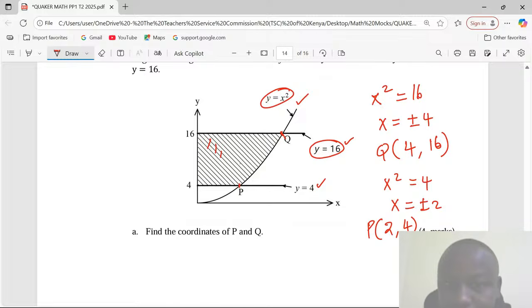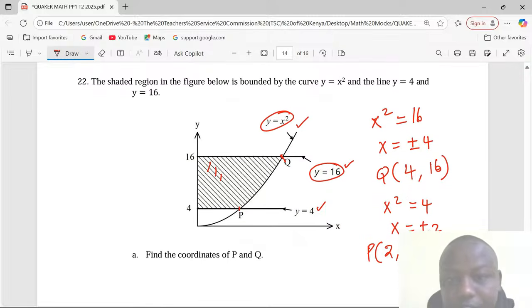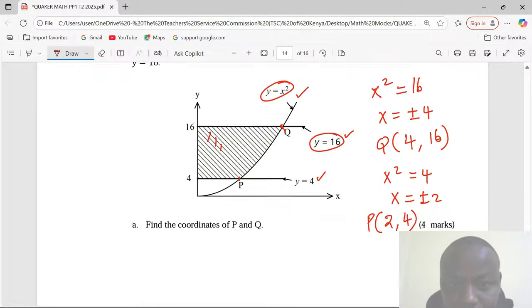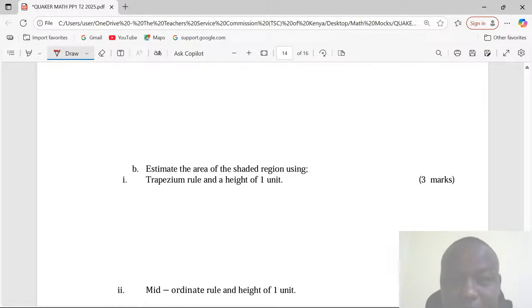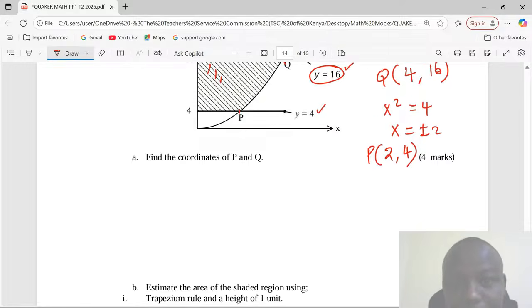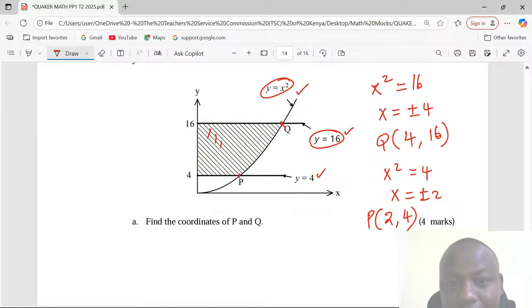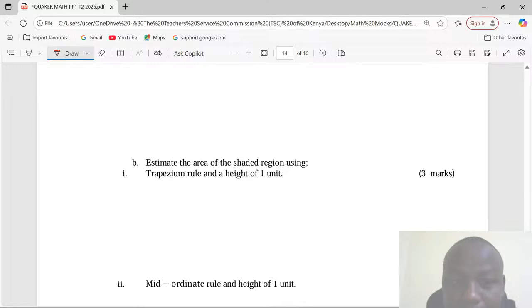The next question. What are we told to do? Estimate the area of the shaded region using trapezium rule and a height of 1 unit. Trapezium rule and a height of 1 unit. So trapezium rule means we are not going to use integration this time around. We are finding the trapezium rule.